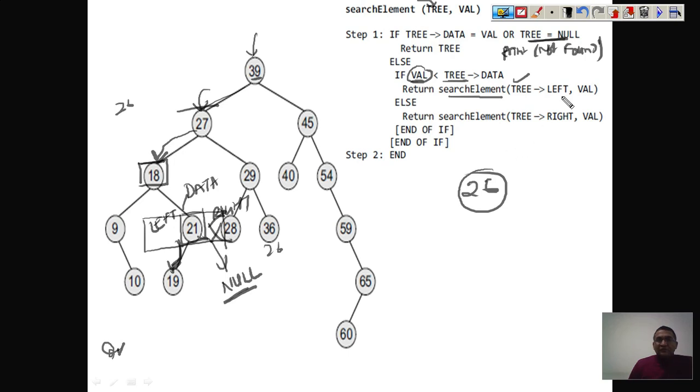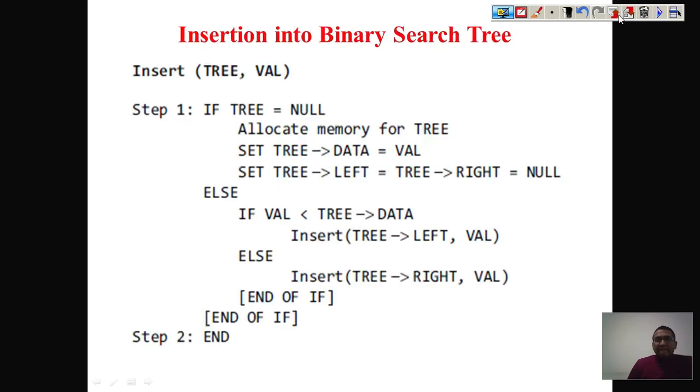Okay, so let's move to the next part. Now this is an algorithm for inserting a node into the binary search tree. We have one procedure, we are calling it insert, and here we need to pass the tree, which is actually the address of the root, and the value which you are interested in inserting. Now step number 1, if tree equals to null. It means the address which you have passed does not contain the address of any node, but it is null.